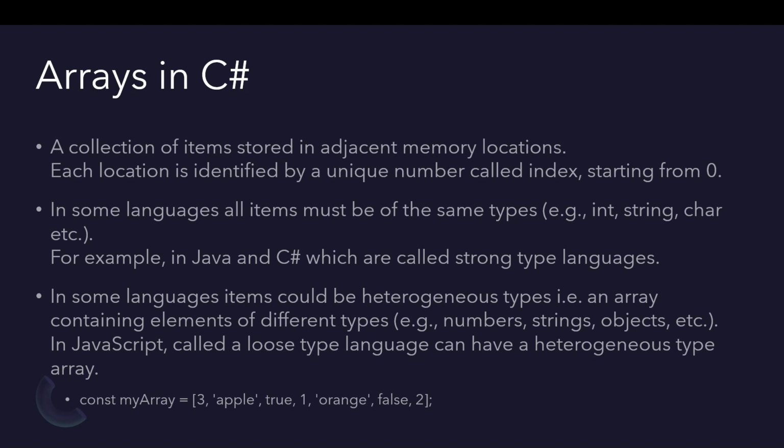In some languages, all items must be of the same type. For example, an array must be all of type integer, or float, or char, or string, or object types, like C# and Java, which are called strong type languages. In some languages, the items of an array could be of heterogeneous types. For example, in an array you can store a number, a string, a boolean, false, true, or any round numbers or fraction numbers. These kinds of languages are called loose type languages, for example, JavaScript. Anyhow, our focus will be on C#, which is a strong type language.